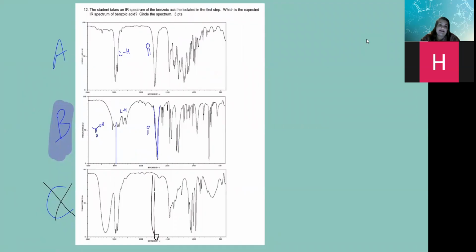Does that make sense? If you're going to compare A and B, A just has that carbon stretching, whereas B does have this little peak here where it's really broad, really wide, and it's coupled with carbon-hydrogen stretching. Okay, let's try another one.